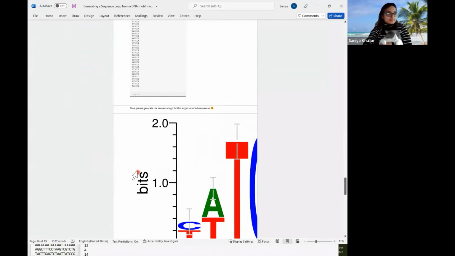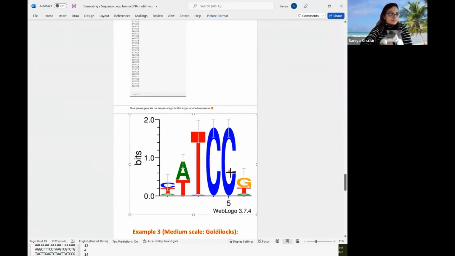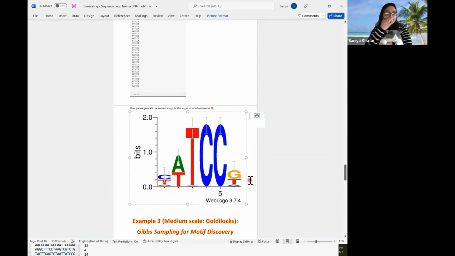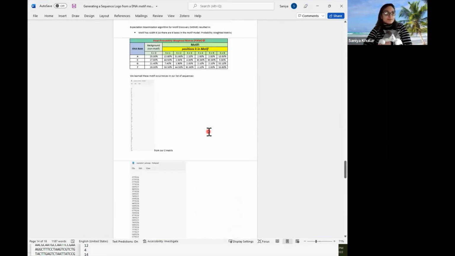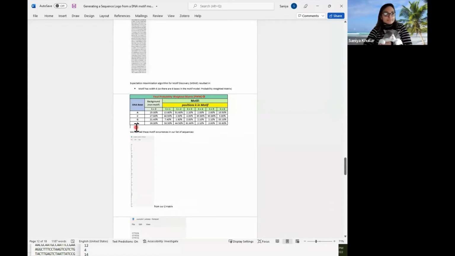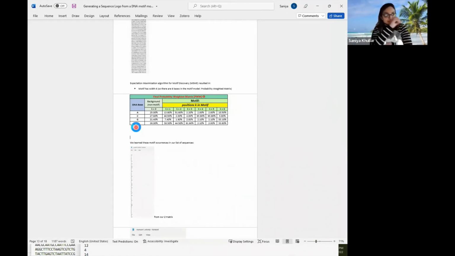This is pretty nice. It's pretty big. A lot of information here. So this is the sequence logo. I'm going to move this up to the probability weighted matrix so that we can see how that looks.